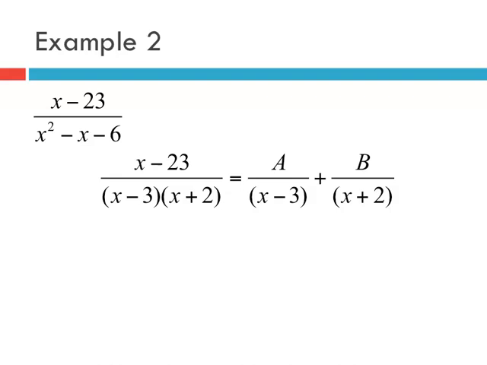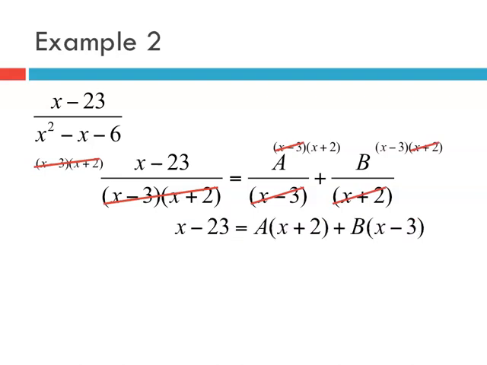Alright, the next step is to multiply by x minus 3 times x plus 2 on both sides. So when we do that, this cancels. So we're left with just x minus 23 on the left, and on the right we have a times x plus 2 and b times x minus 3. So now we no longer have any fractions. We'll multiply this all out, so we have ax plus 2a plus bx minus 3b.